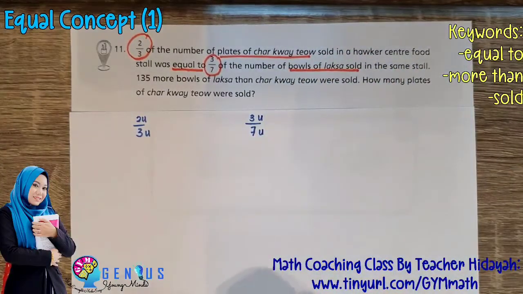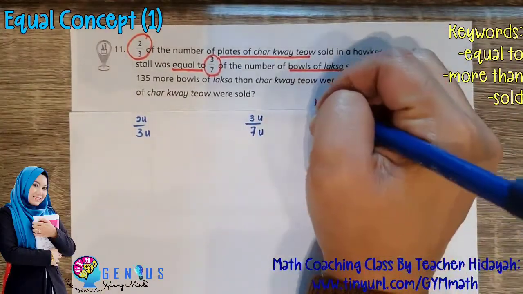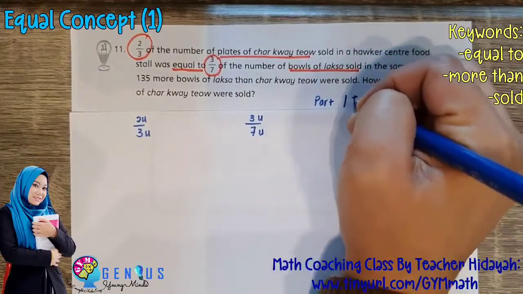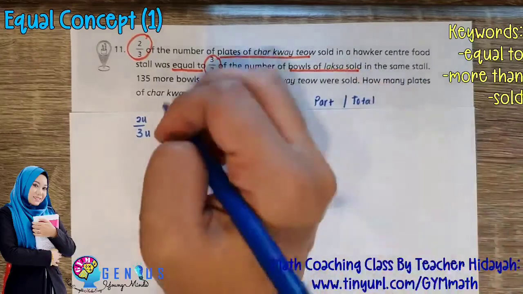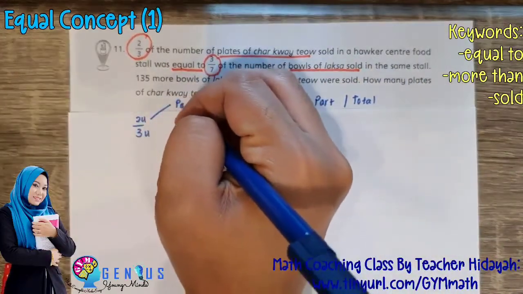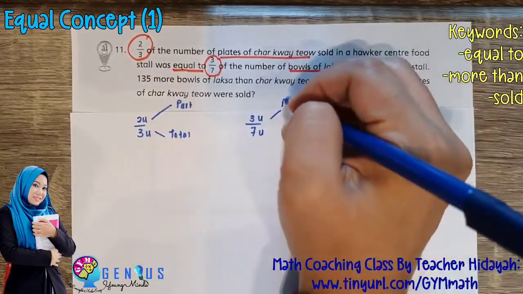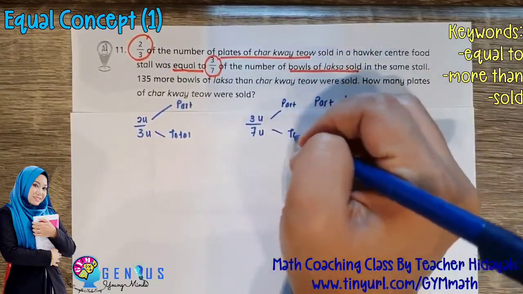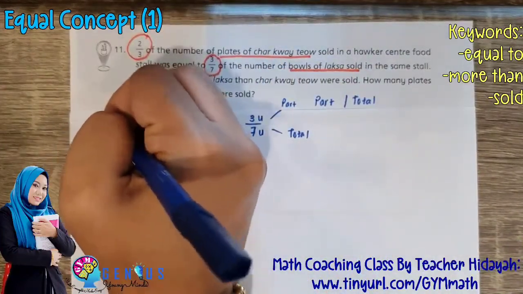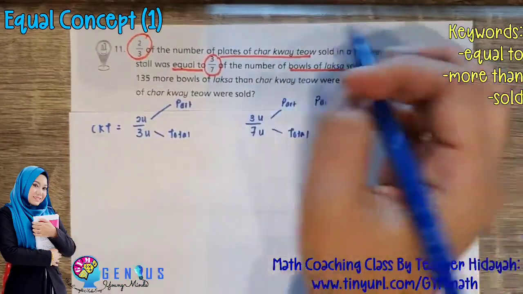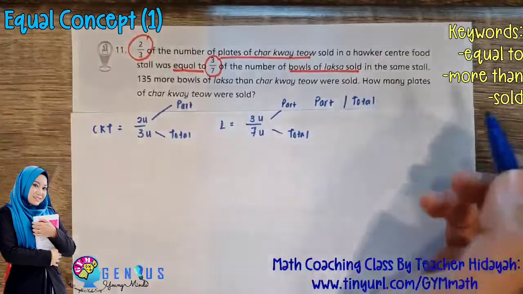For equal concept, you must be able to identify the part and the total. You need to know where the part and the total are in the units of the fractions. The top, the numerator, is always the part. The denominator is the total. Here is my part and here is my total. So this total refers to the char kway teow, and the 3/7 refers to the laksa. I'll just use short form there. So now we have all this information.